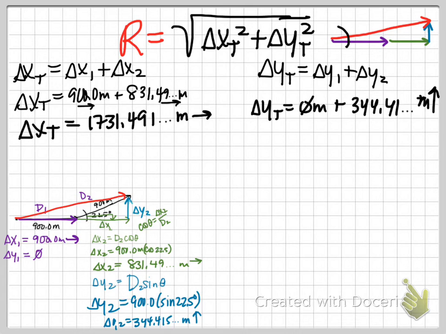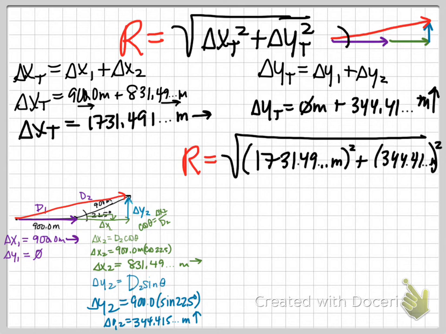Now I'm about ready to plug everything into the equation that's going to give me my resultant. Okay, this is just Pythagoras. You can do this in your sleep. So I'm going to square my two totals, add them together, take the square root, I get a resultant value of 1,765.413 blah blah blah meters. Am I done? I'm missing one thing.